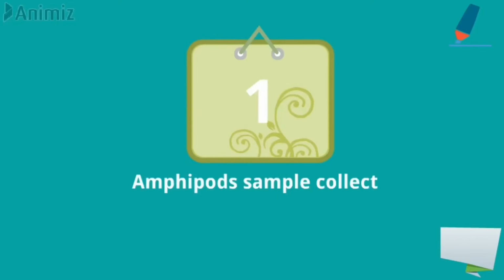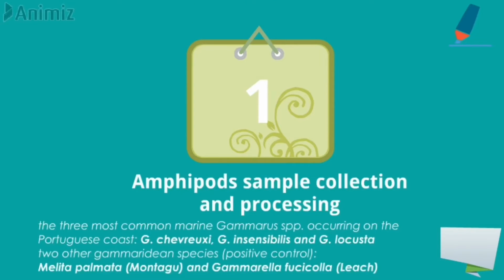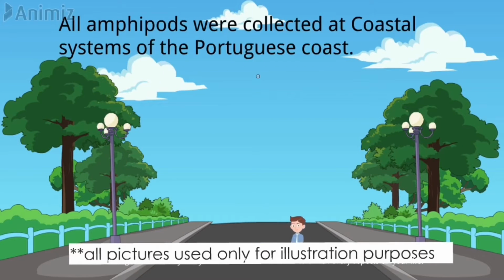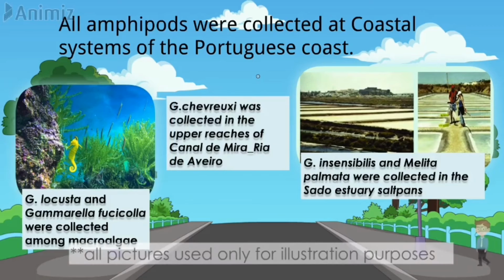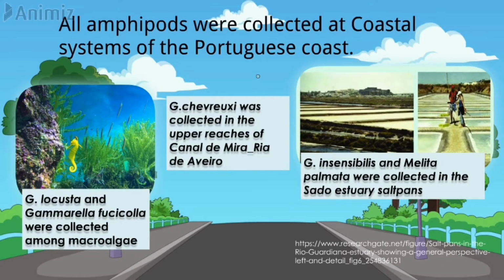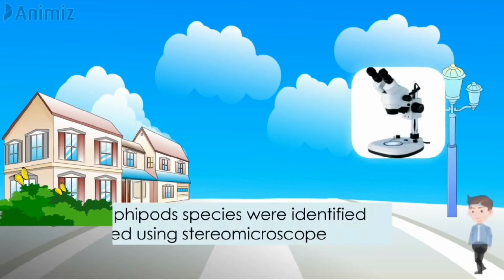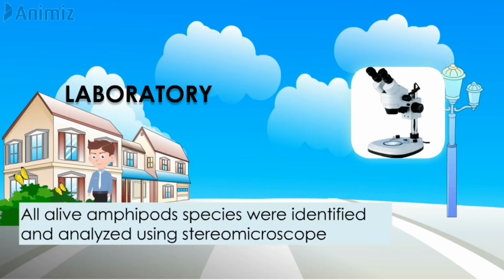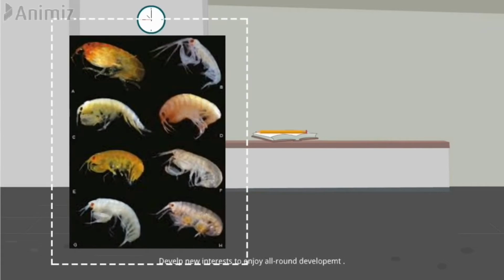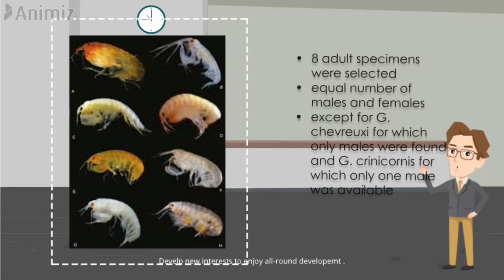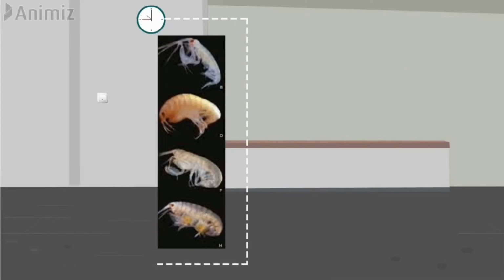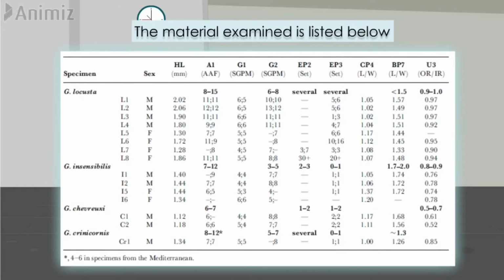Firstly, the collection of amphipod samples involved a few locations, particularly on the coastal system of the Portuguese coast. Then all samples were brought alive to the lab for identification and analysis using a stereo microscope. Then 8 adult specimens were selected, with an equal number of males and females except for 2 species. The material that has been examined is listed in this table.